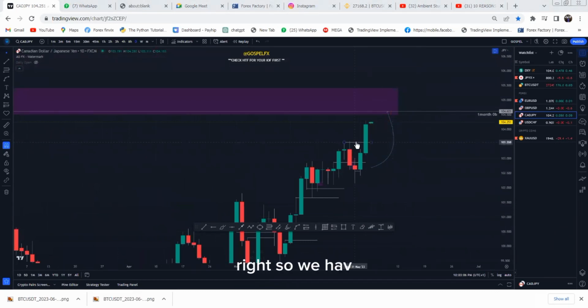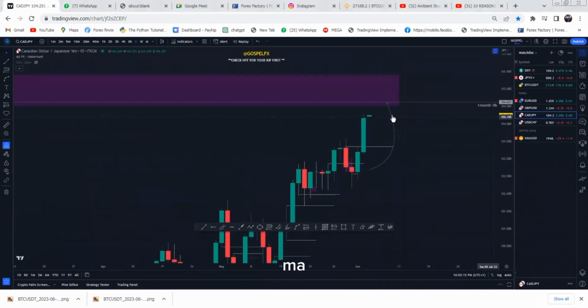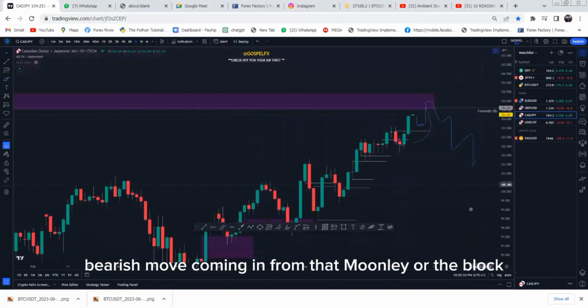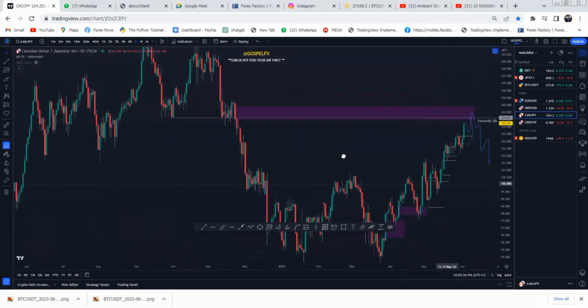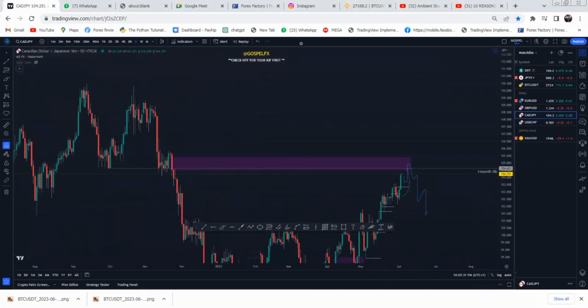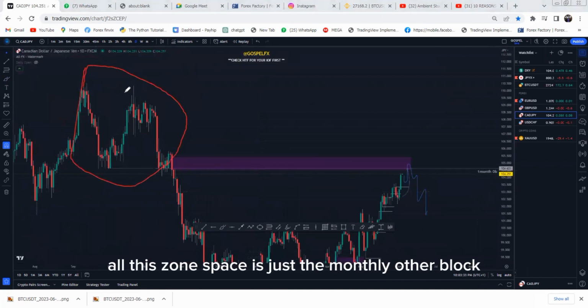All right, so we have this as our bullish order block. If Monday should not tap this, maybe we'll close like a contraction candle, leaving a fair value gap down, and then the next day we'll open, fill the fair value gap, and then we'll tap into that before we start to see a long bearish move coming in from that monthly order block. Okay, so that's what we are expecting. Remember, all this zone here, all this zone base is just the monthly order block.